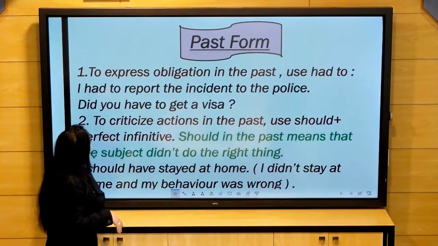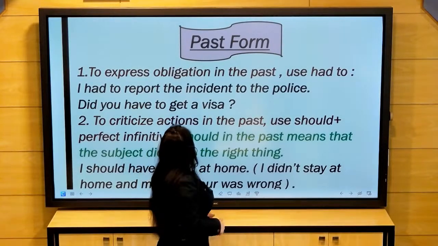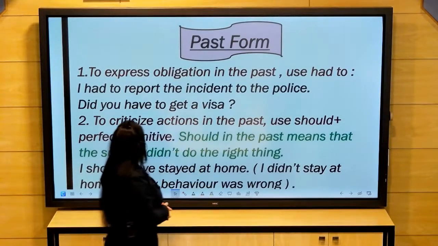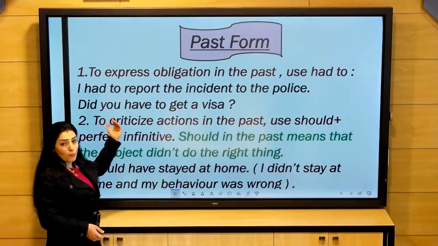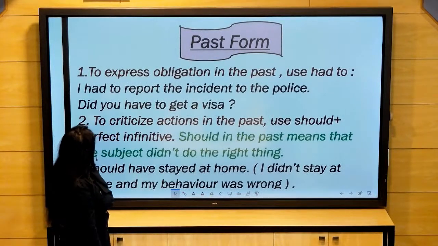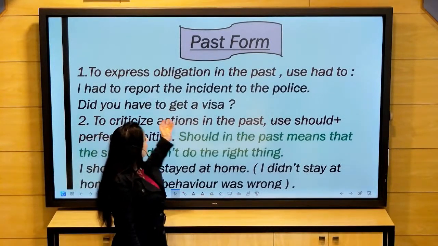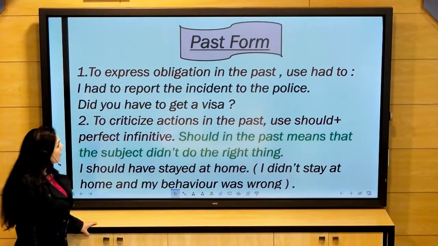Example, I had to report the incident to the police. Did you have to get a visa? So I had to report, okay? This is in the past. I had to report this incident to the police. Or another example, did you have to get a visa? So this is an obligation in the past.